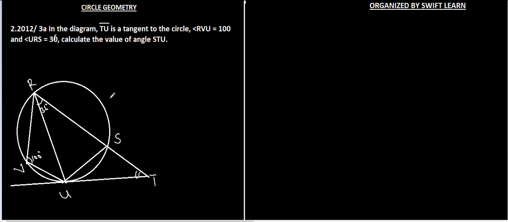Now on to our next question, question 2. This is 2012 question 3A WAEC. In the diagram, TU is a tangent to the circle. RVU is 100 degrees, 100 degrees here. RVU, can you see it? While URS is actually 36 degrees. URS is 36 degrees. Calculate the value of angle STU.